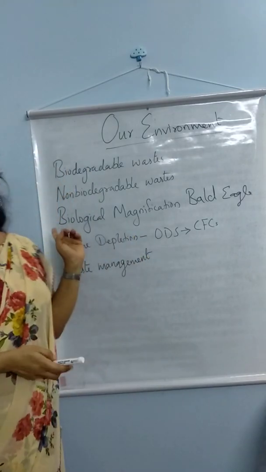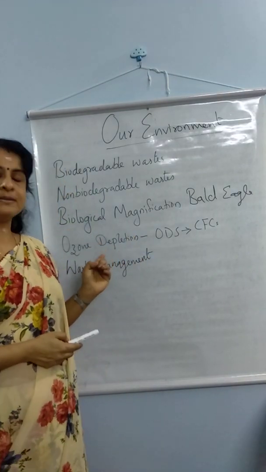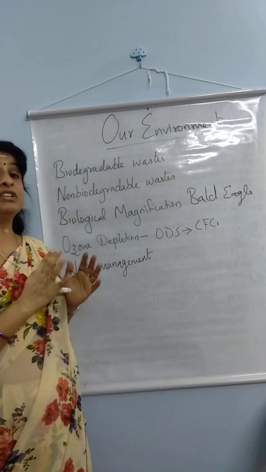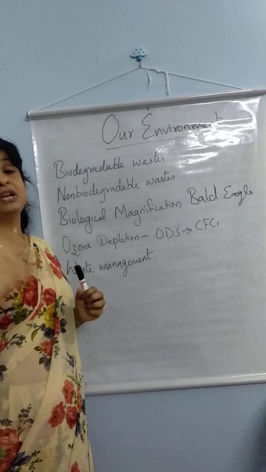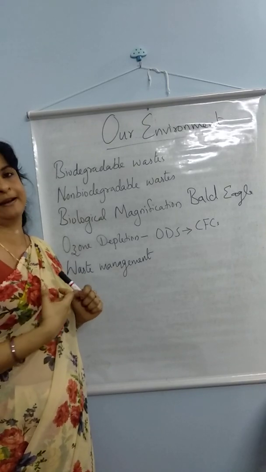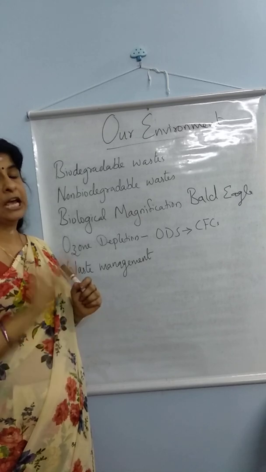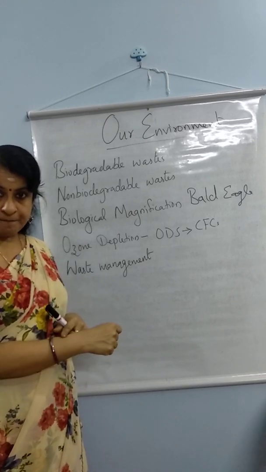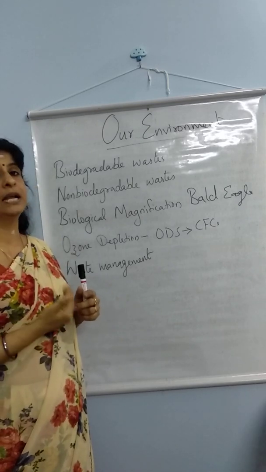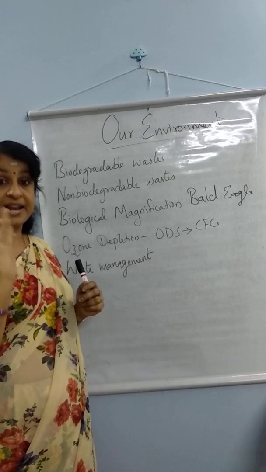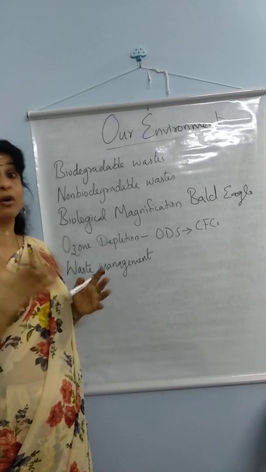Okay. Next is ozone depletion. So what is ozone? Ozone is a layer in the stratosphere of the atmosphere which protects us from the harmful UV rays of the sun. So if UV rays enter the Earth's atmosphere, what is the problem? It can cause skin cancer, sunburn, permanent eye blindness, and cataract can be formed, all these for animals.